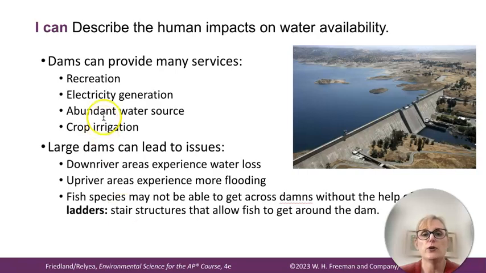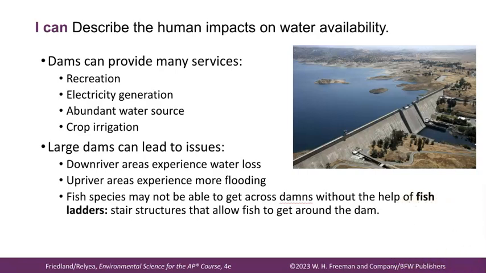And so the good parts of dams are that they provide recreation, electricity generation, an abundant water source that we can use for agriculture, like crop irrigation, we can use for drinking water. So we save the water instead of letting it flow all the way to the ocean. So those are the good parts. That's why we build dams, and we all rely on dams every day for many things. Well, many parts of the world do, not everywhere.